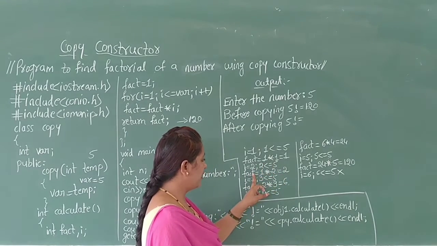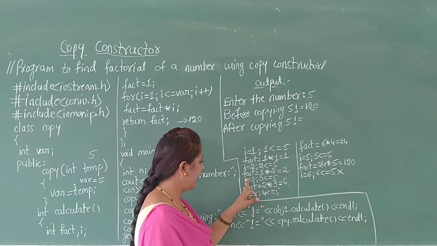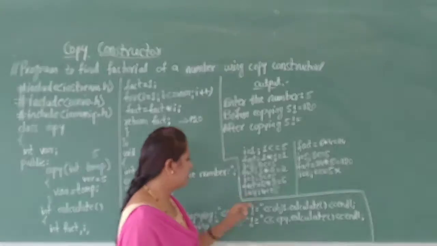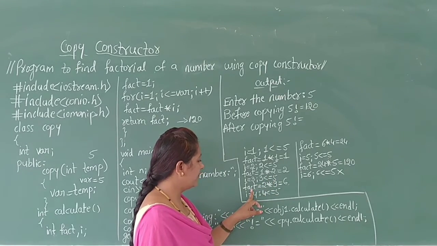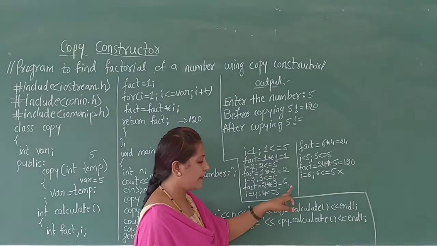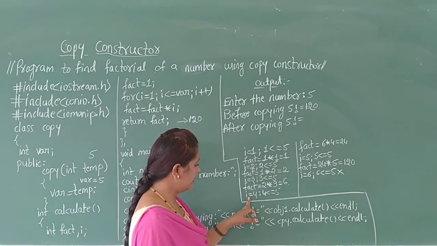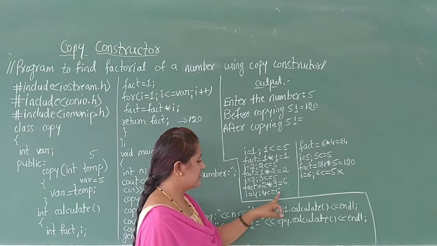Then it calculates the fact value. Fact is equal to 1 into 2, 2. Next, I is incremented by 1. Now it is 3. 3 is less than 5. Then it calculates the fact value. Fact is equal to 2 into 3, that is 6. Then I is incremented by 1 unit. Now it is 4. 4 is less than 5.